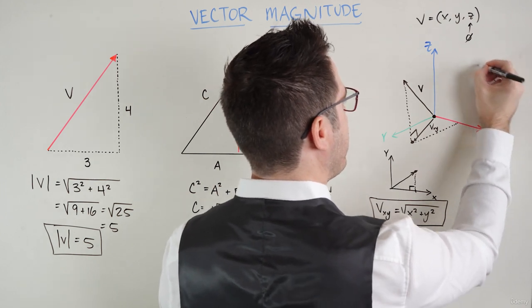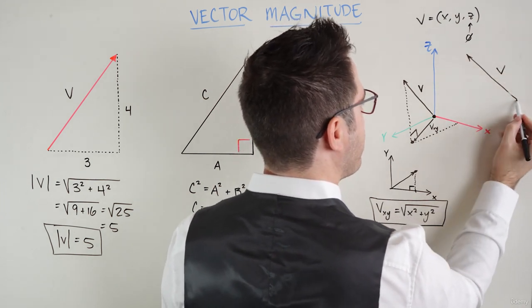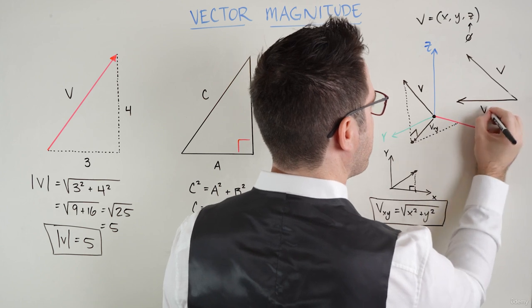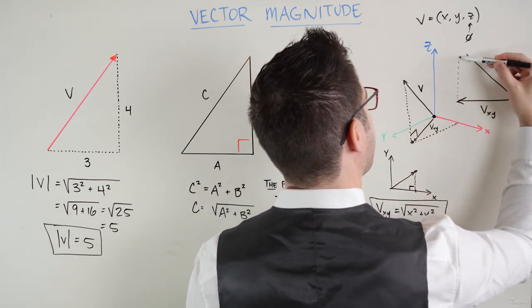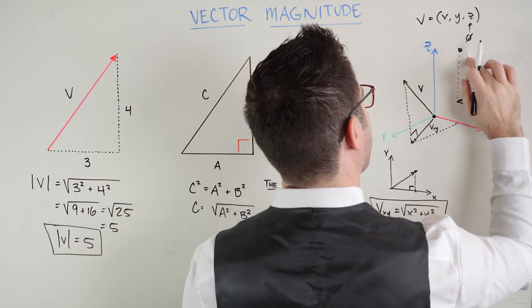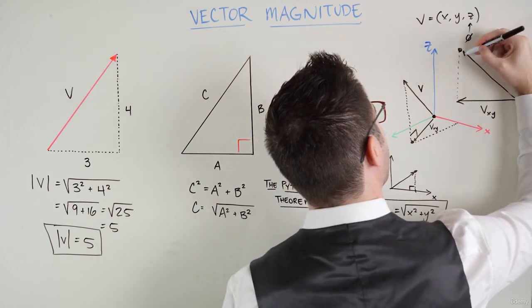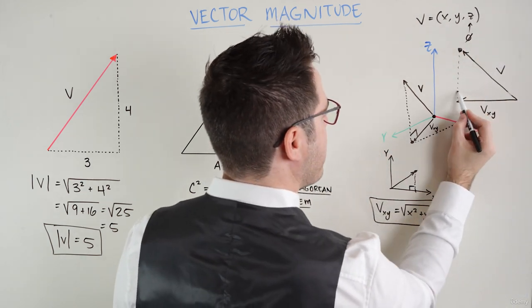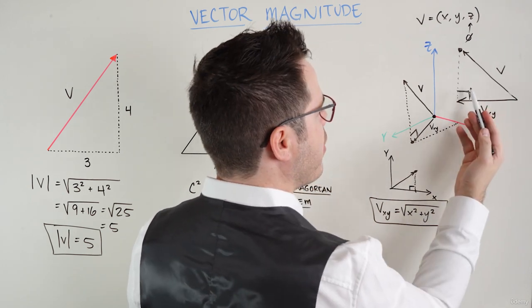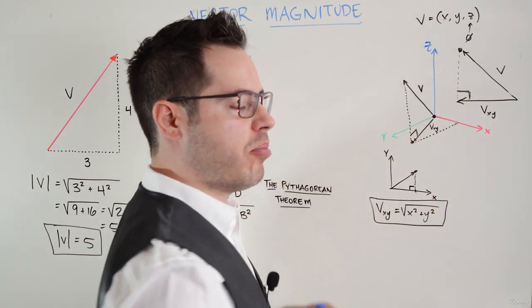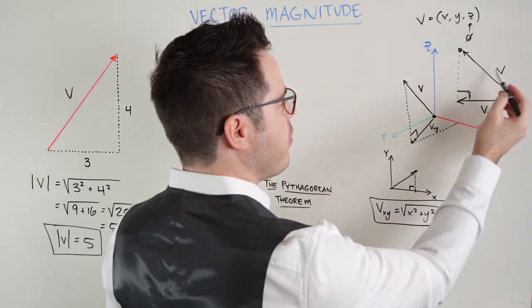We have v, and we have v sub xy, and we have this dotted line going straight up to the tip of vector v. Looks like I didn't quite draw it long enough, so there it is. And this is the right angle here. We see that right here. So once again, we can reduce this to a 2-dimensional problem, and now we can solve for vector v.